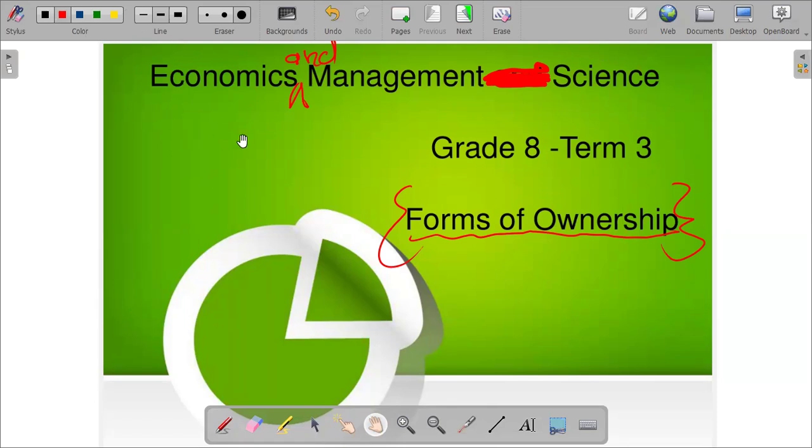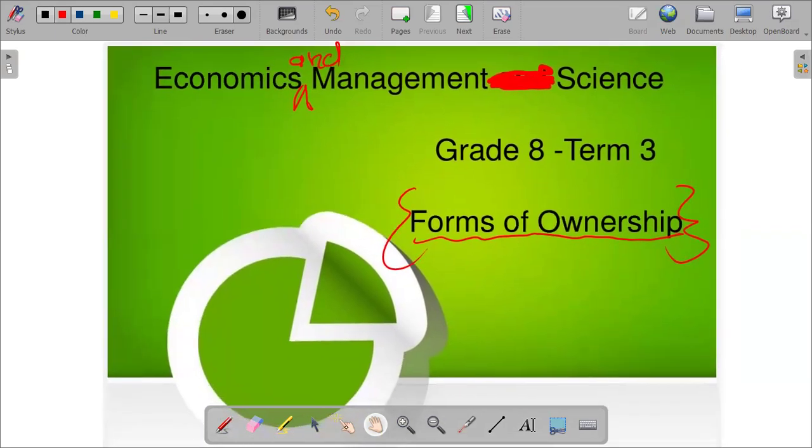And today we'll be focusing on the grade 8 term 3 work. We are still on the forms of ownership, discussing the forms of ownership. So this will be part 1 of the forms of ownership.